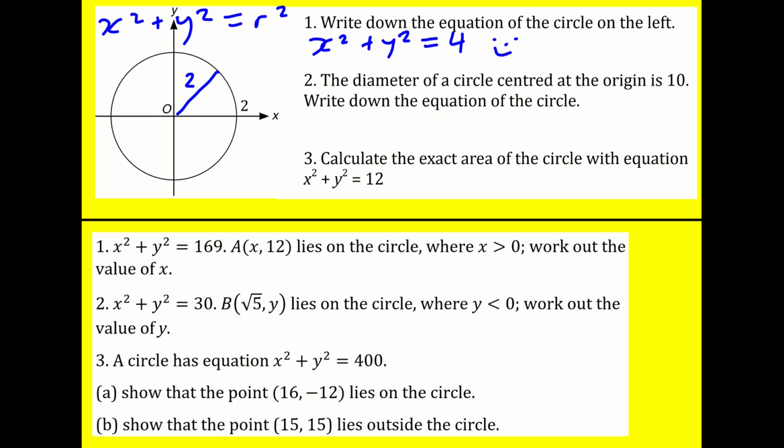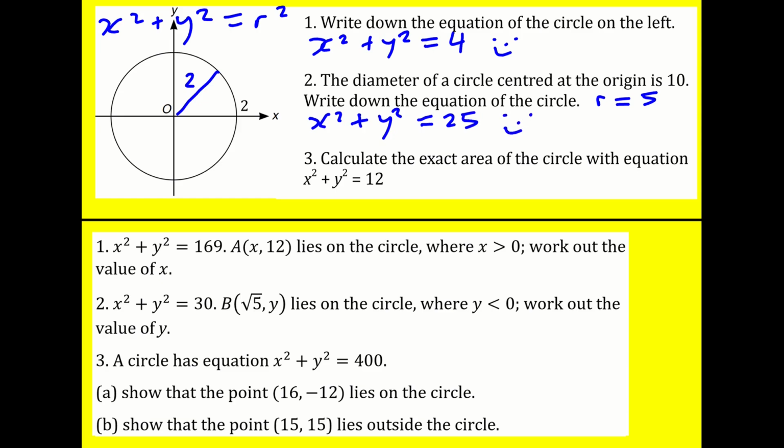Second question, the diameter of a circle centered at the origin, that's really important. This equation only applies when the circle is centered at the origin, is 10. Write down the equation of the circle. So if the diameter is 10, the radius is half, that is going to be 5. And we again get the answer really quickly. x squared plus y squared equals r squared. So in this case, 25.